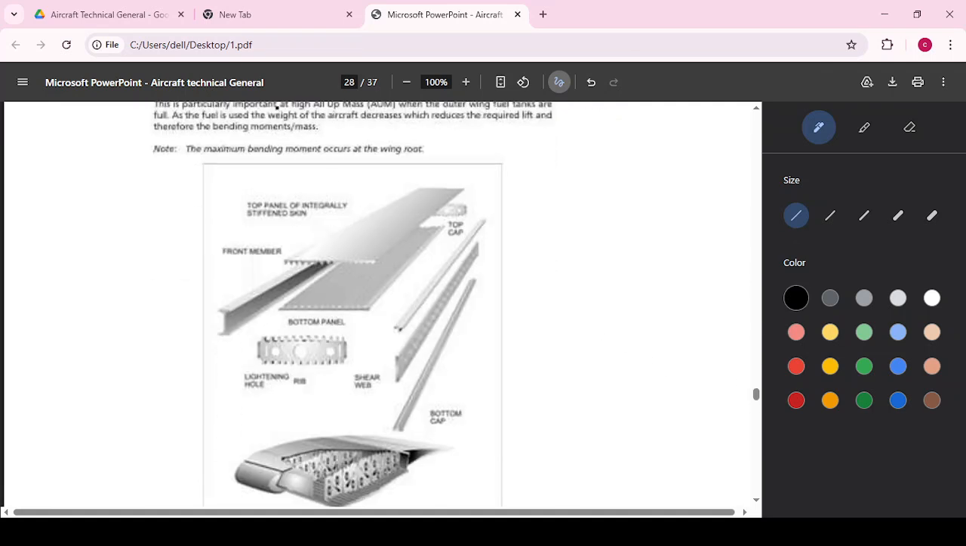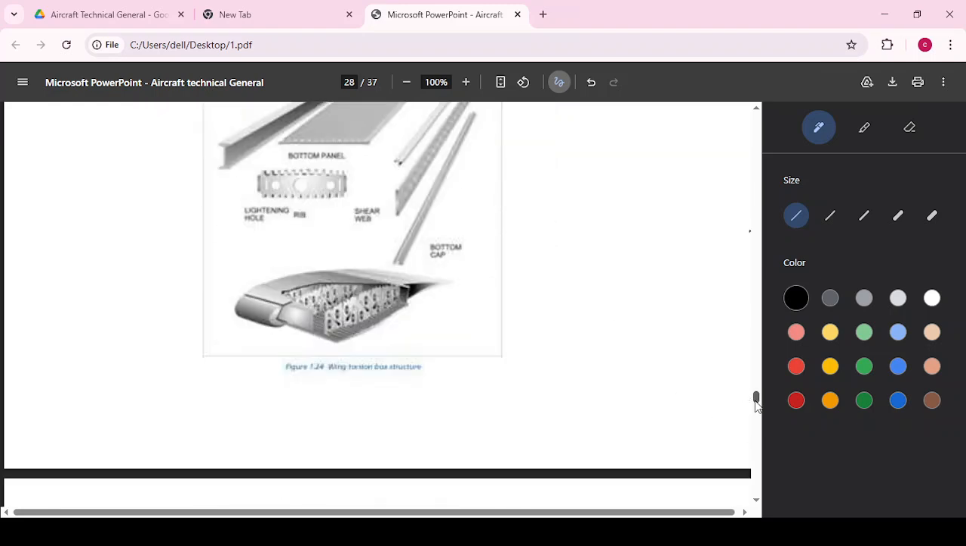So we can see this is particularly important at high all-up mass when outer wing fuel tanks are full. As the fuel is used, the weight of the aircraft decreases, which reduces the required lift and therefore the bending moment. The bending moment occurs at the wing root. This is correct.